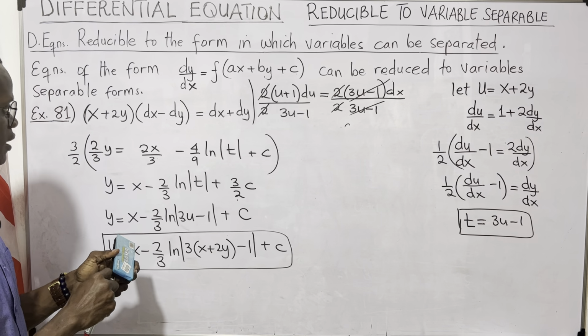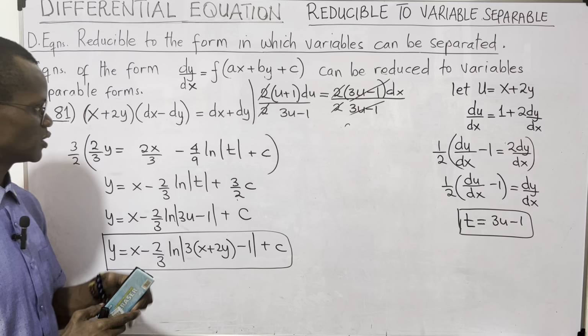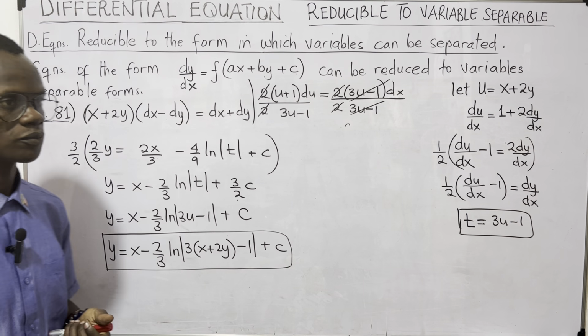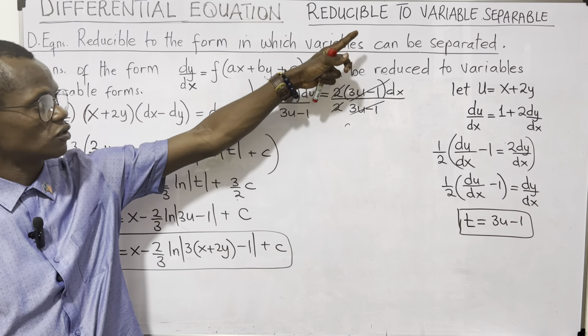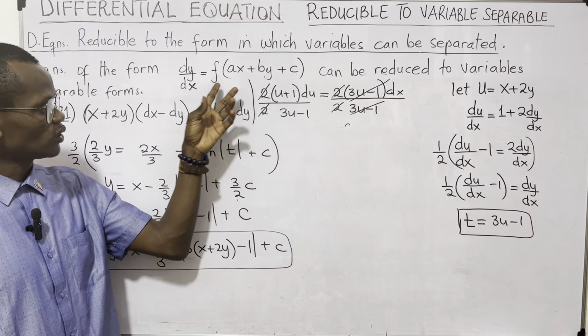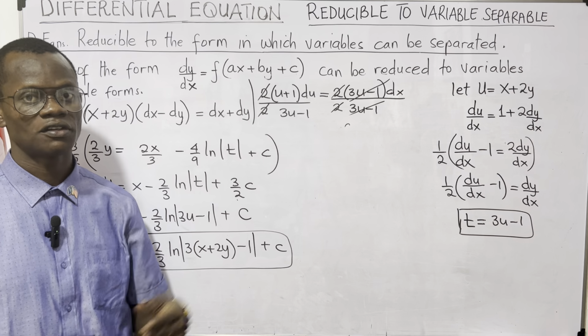x plus 2y times dx minus dy equals dx plus dy. So this is how we apply the reducible to variable separable method when considering this kind of differential equation.